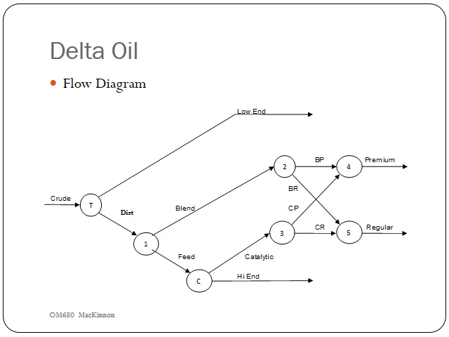Here's our flow diagram. We were able to build this flow diagram out of the previous data. The crude going into the tower is separated into distillate and low-end byproducts. Then it is separated into blending for gasoline and feedstock. At the cracker, it produces high-end product and catalytic gasoline. And from then on, it is blended into premium and regular gasoline.